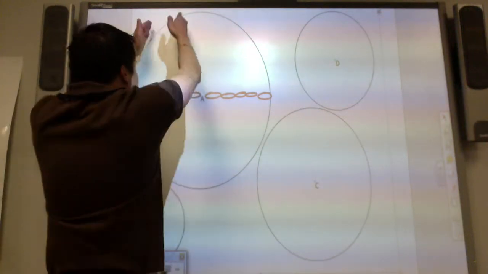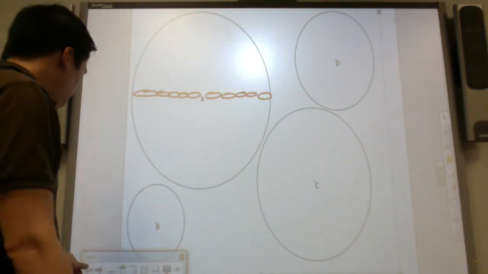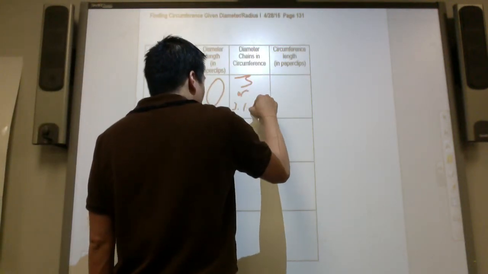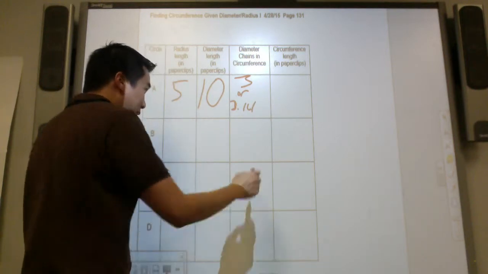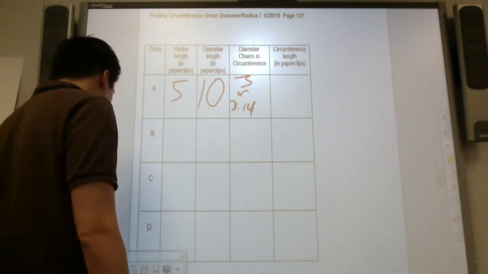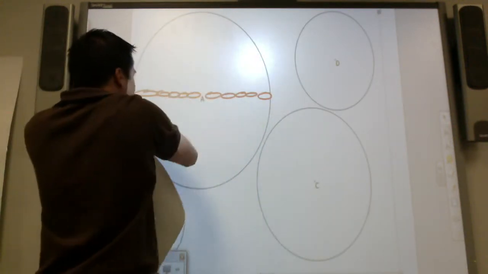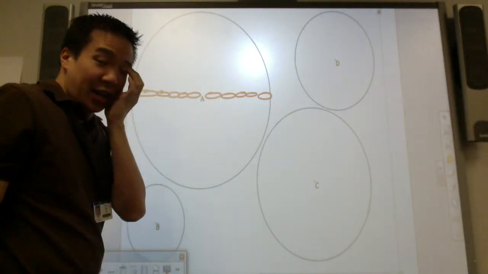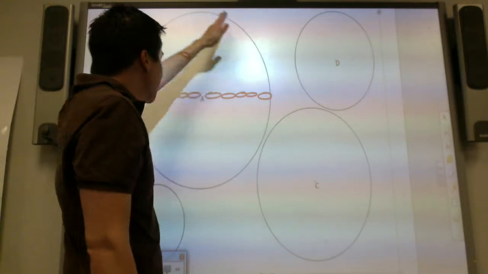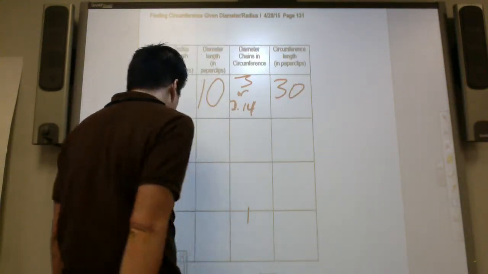So the question is, diameter changes its circumference. How many diameters will go around this circle? About 3. If you want to be specific, it could be 3.14, but we're going to estimate about 3. So how many paper clips will go around this? If about 3 diameter chains go around the circle, the distance will be about 30 paper clips.